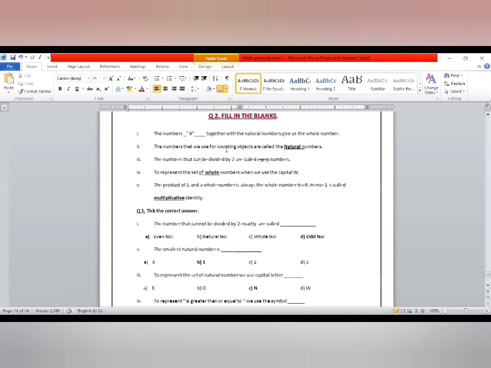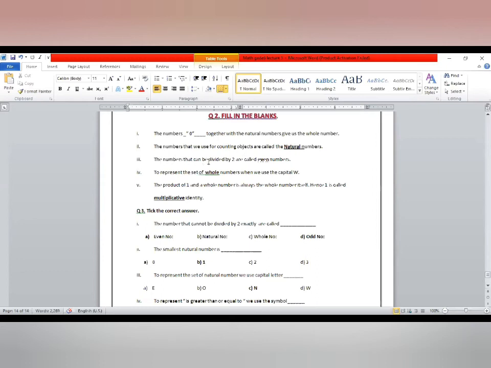The numbers that we use for counting objects are called the natural numbers. Counting numbers are also called natural numbers. So here the natural numbers are known as the counting numbers also. Our answer is natural number.